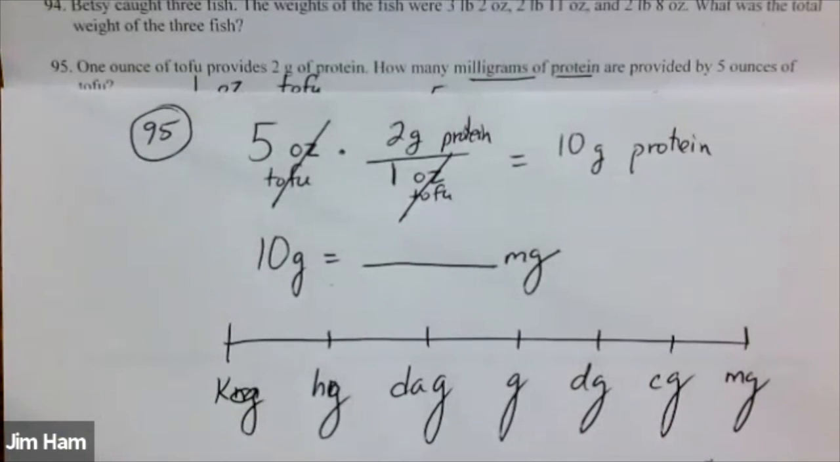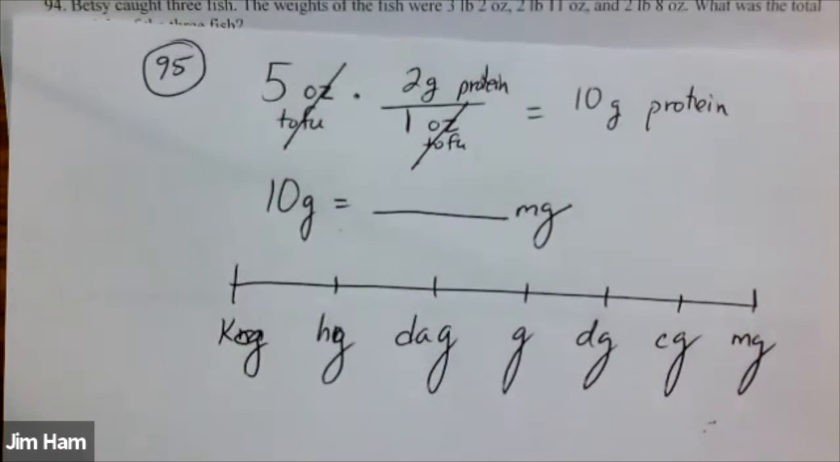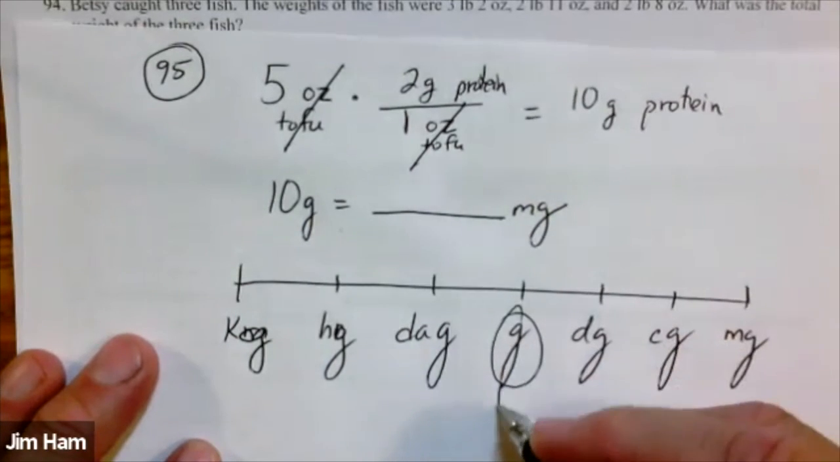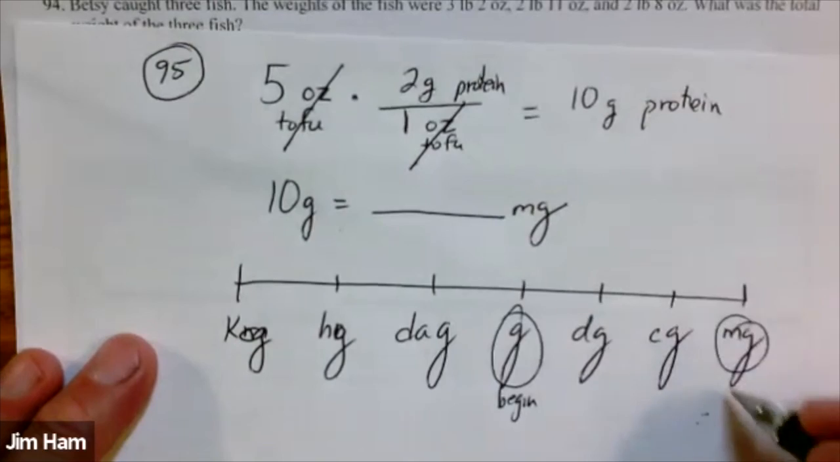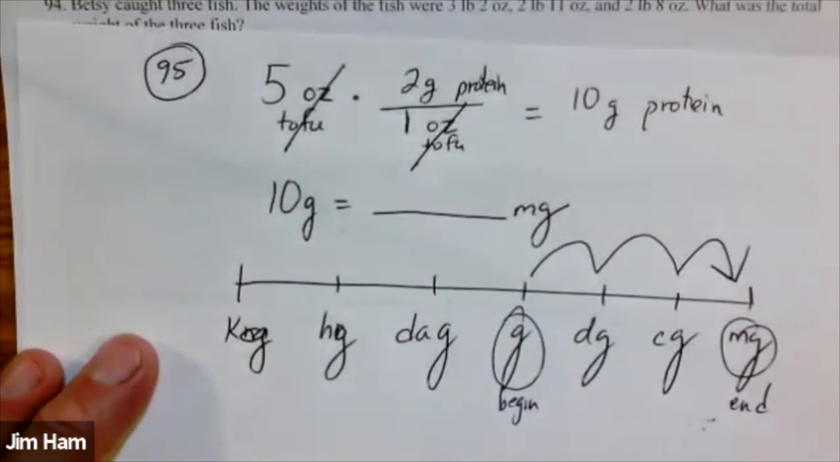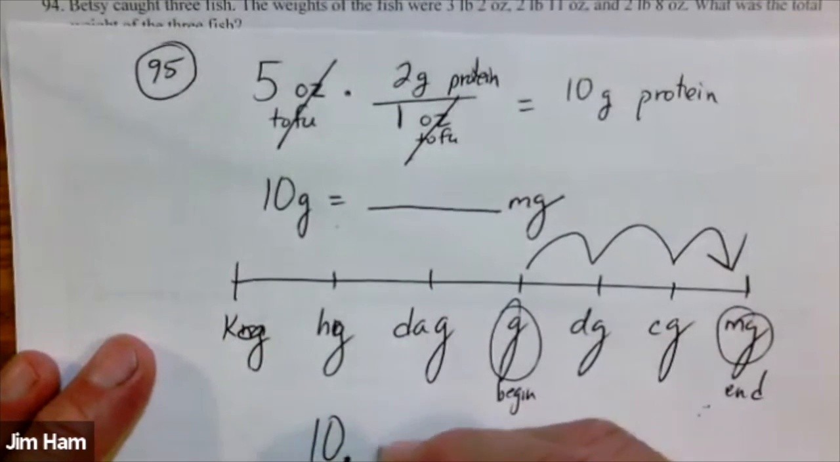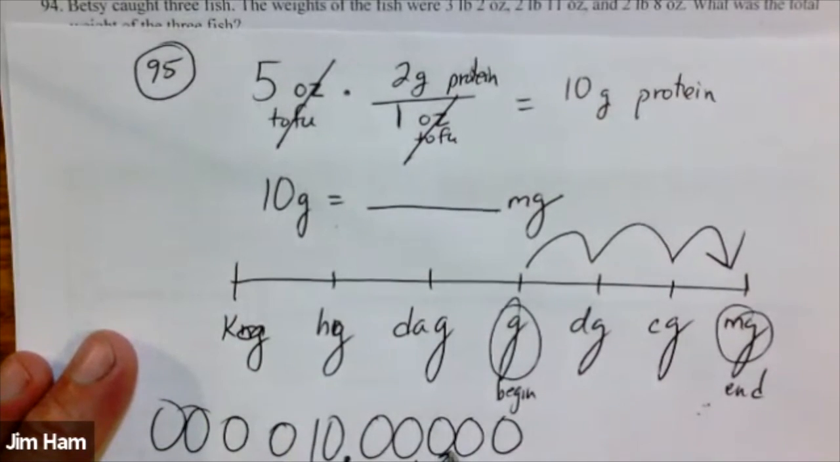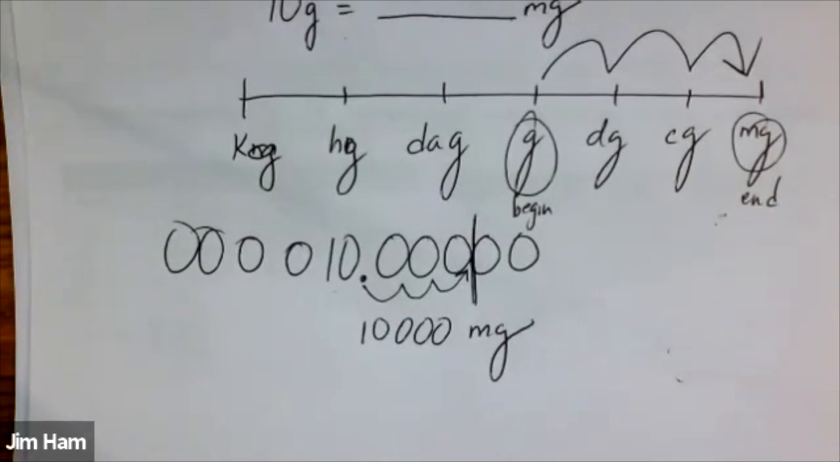All right, so it's the same old problem, only we're dealing in grams instead of feet here. And so we want to move from grams to milligrams. So begin and end. And we're going to go 1, 2, 3. 3 places to the right. So start with the decimal point, 10 grams, and we're going to move it 1, 2, 3 places to the right. We'll end there, and so we have 10,000. So this was a 2-step problem. You have to convert from tofu to protein, and then grams of protein, and then you've got to convert from grams of protein to milligrams of protein, because that's how they asked the question.